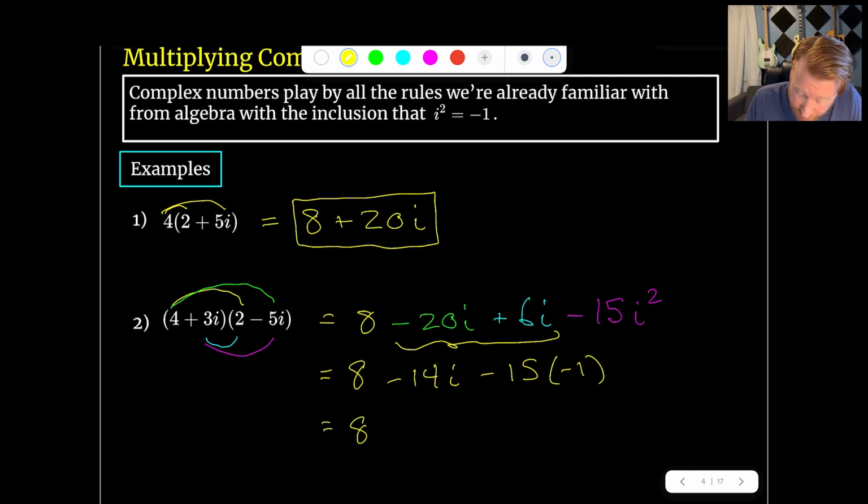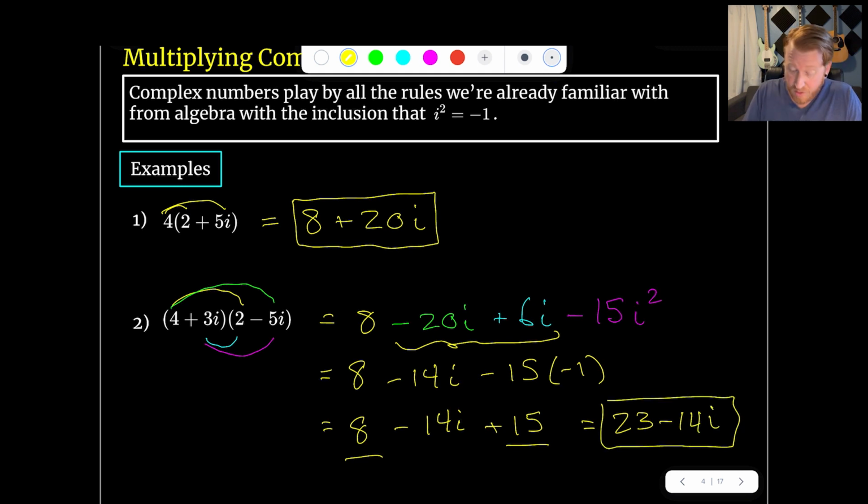So now I've got 8 minus 14i. Negative 15 times negative 1 is going to give a positive 15. So here we've got positive 15. And now I can combine the real portions that are left here, and we will get 23 minus 14i. So again, we've taken two complex numbers, we've multiplied them together, and we've gotten a new complex number out of that.